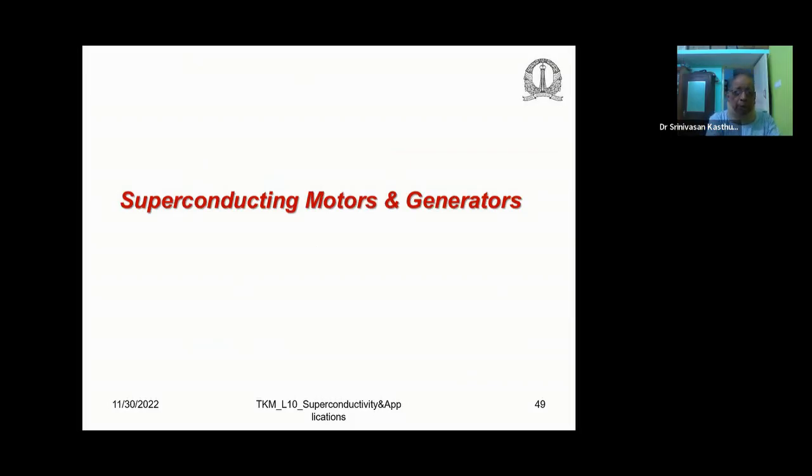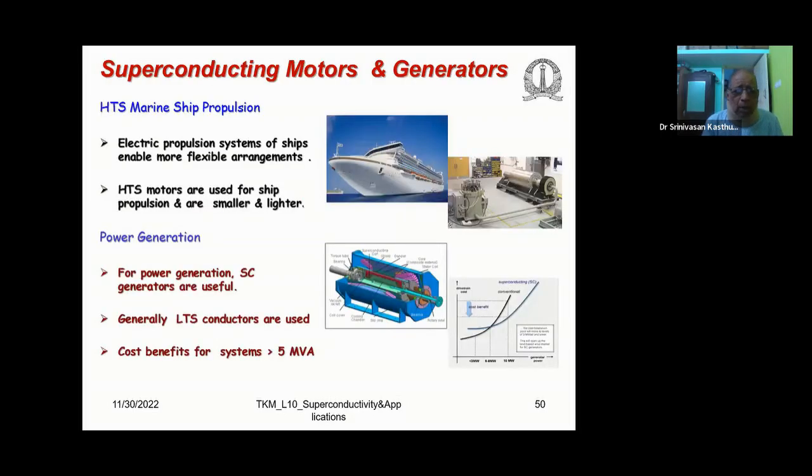Now we come to another topic called superconducting motors and generators. Superconducting motors are very useful for HTS marine ship propulsion. The reason for this is they are smaller, compact and somewhat lighter, and electric propulsion systems of ships enable more flexible arrangements, and HTS motors therefore are used for this purpose.